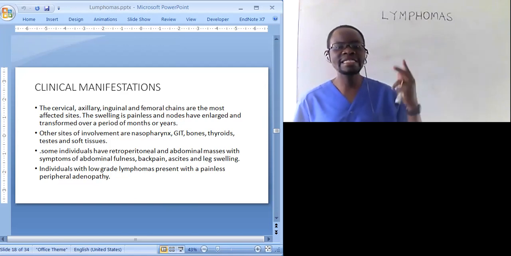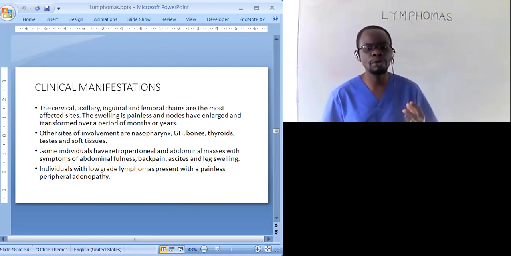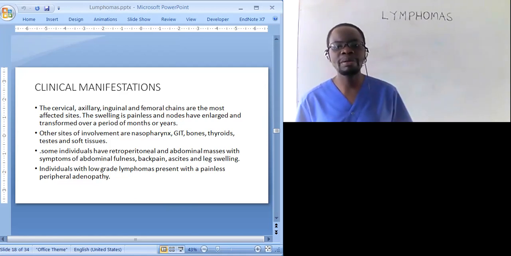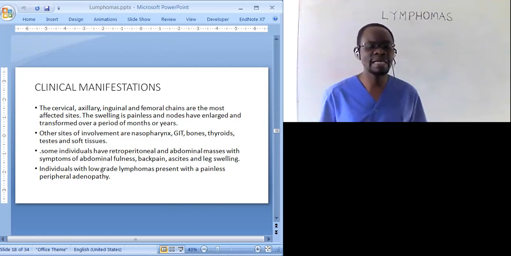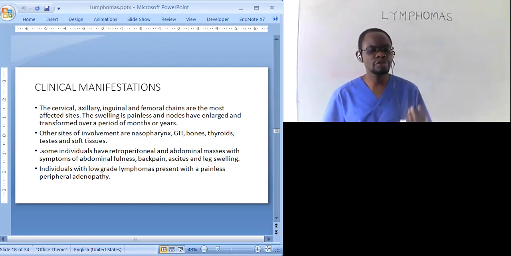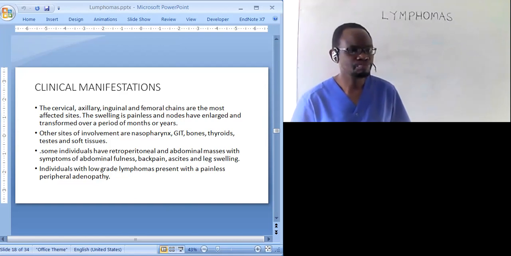So there is a visible swelling, or there should be a swelling. Remember, lymphomas are cohesive masses. So there should be some kind of swelling.